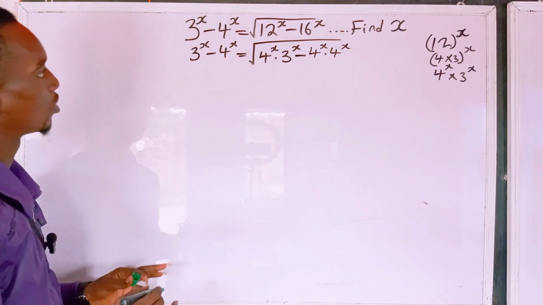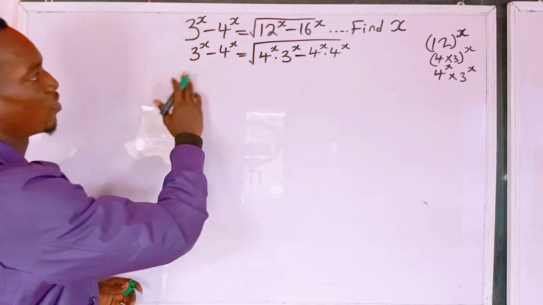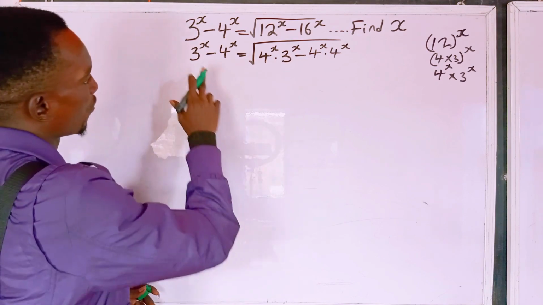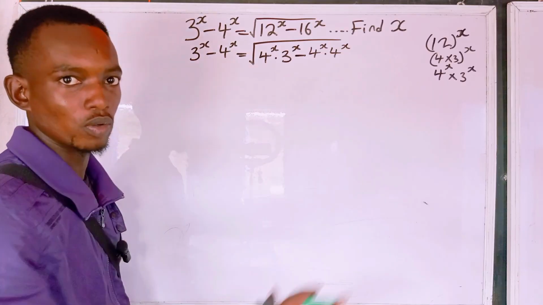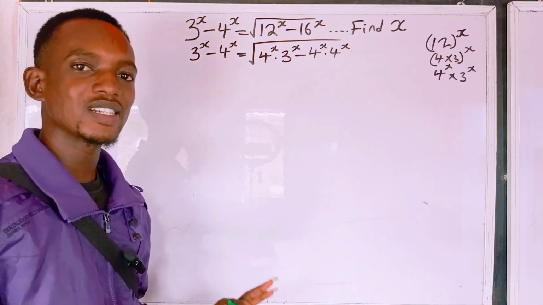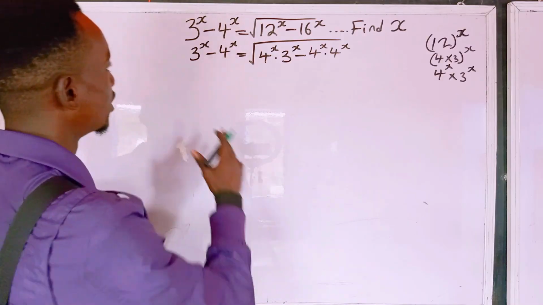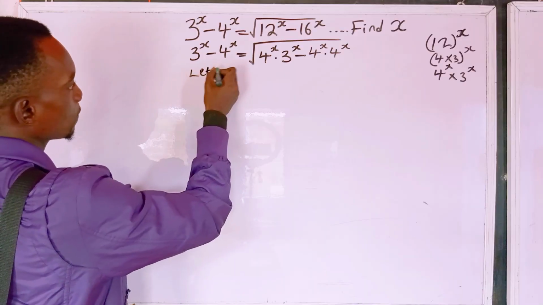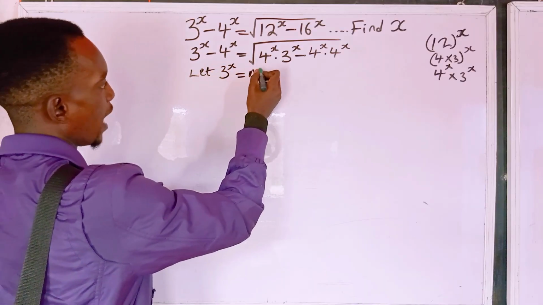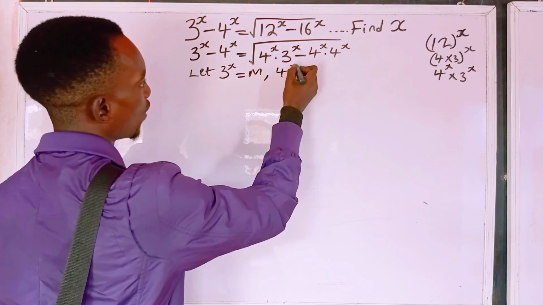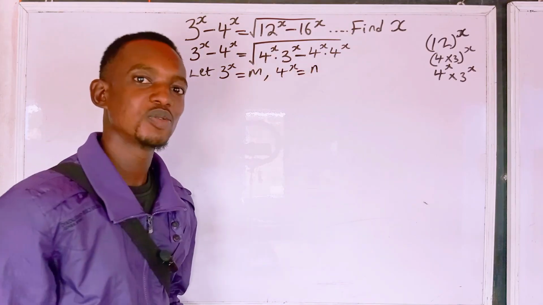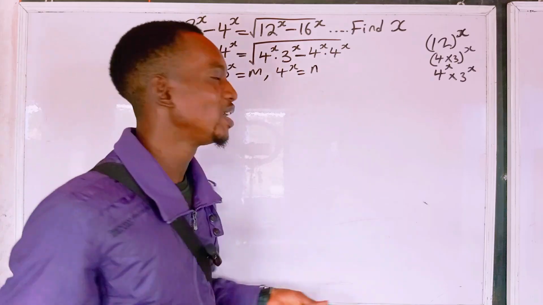Now we are getting very close. So here now you see that we have similar bases. We have base of 3 and base of 4 all through. So the smartest thing to do here is to substitute to make it look easier, right? So let's say 3 to the power of x equals m, then 4 to the power of x equals n. Yes, to make this equation look appealing.